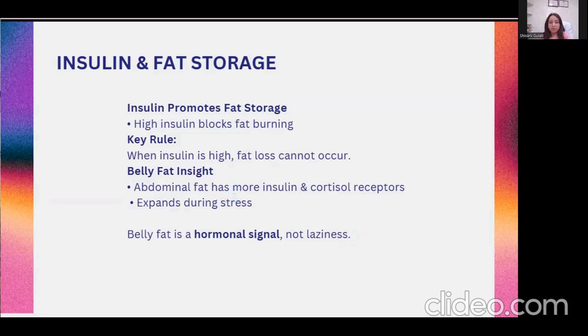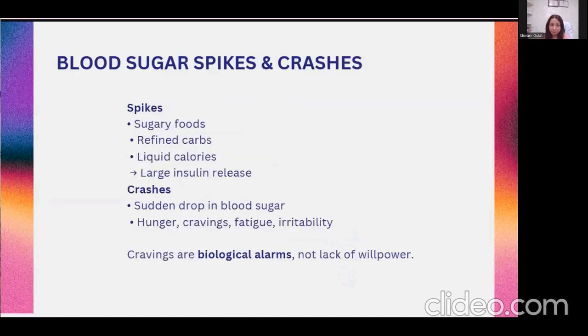So belly fat is actually a hormonal signal. It's not that somebody is undisciplined or lazy. It is a hormonal signal and it often reflects the stress load, the insulin load, and the metabolic imbalance rather than a willpower thing. Okay, so now blood sugar spikes and crashes, because this is what most people experience on a daily basis without even realizing.